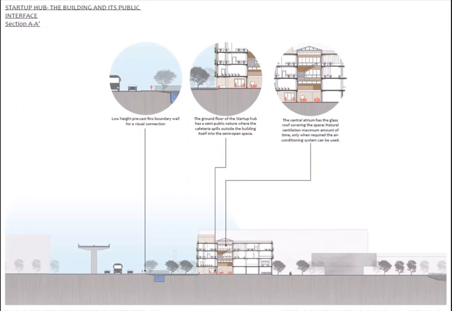The ground floor of the startup hub has a semi-public nature, where the cafeteria spills outside the building itself to create semi-open spaces. The central atrium has a glass roof covering the space, which ensures there is natural ventilation and maximum natural light during the maximum amount of time during the day, and only when required the air conditioning system can be controlled.